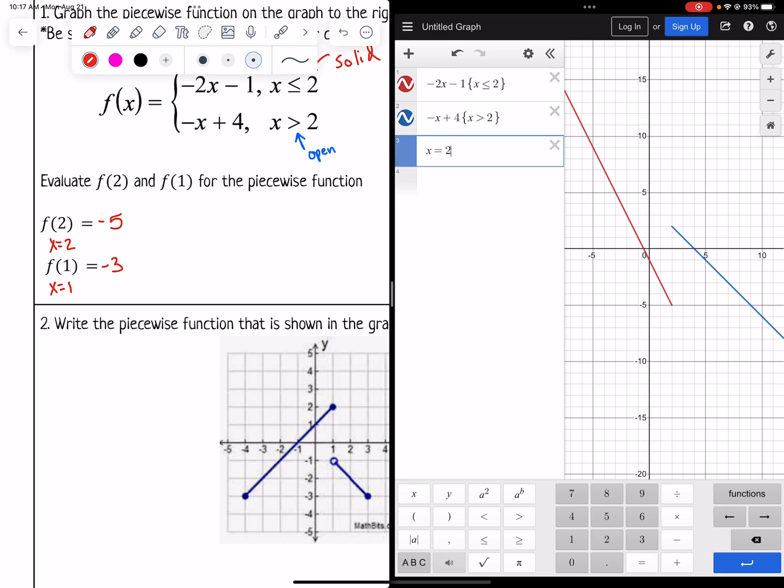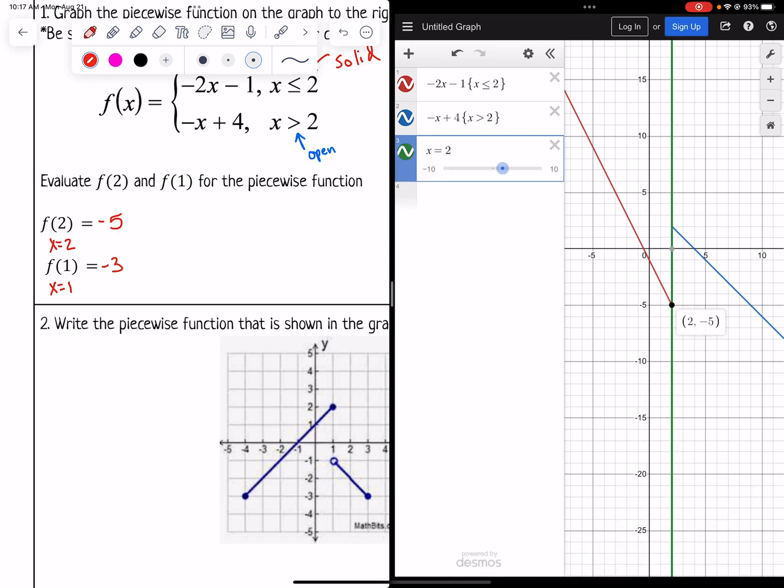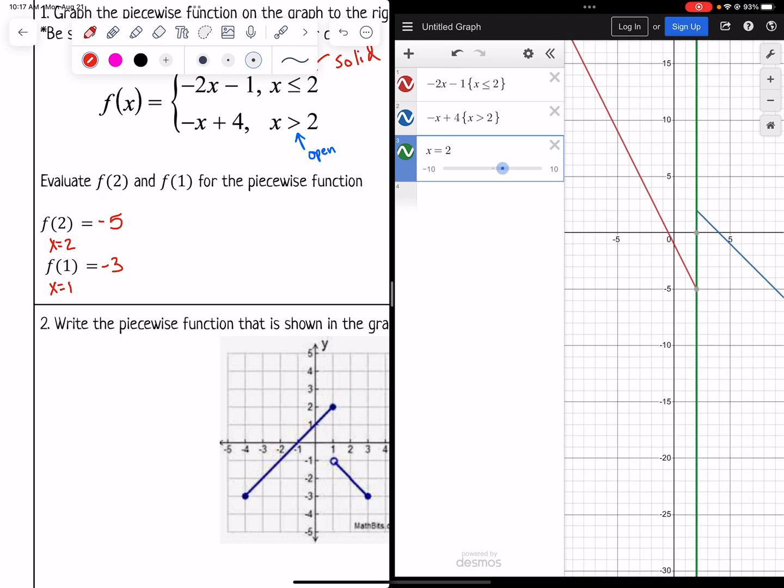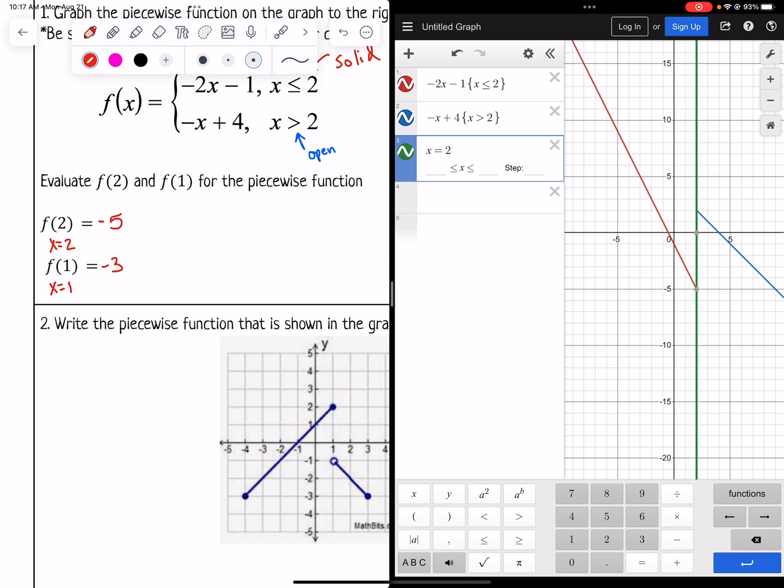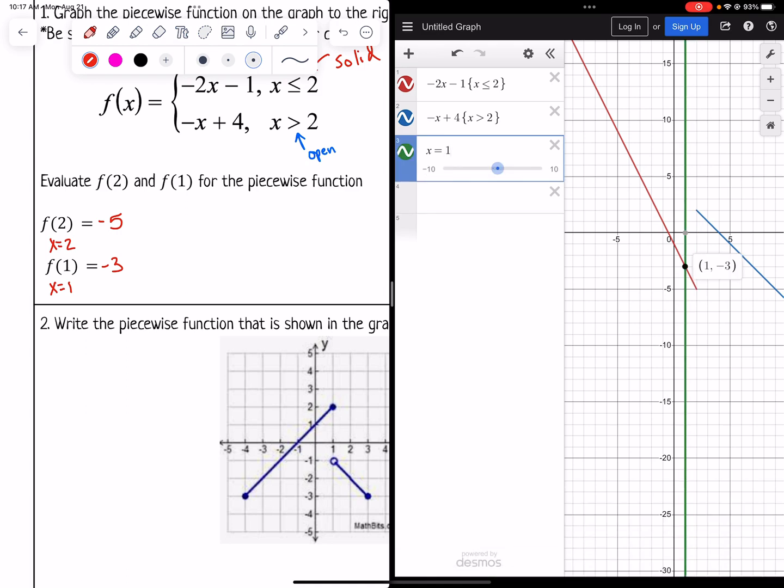So x equals 2. Notice touches at 2, -5. But it should be undefined up here where the blue one and the green one are touching. But where the red one and the green one are touching would make more sense. And you can look at your paper and see that it's a solid dot. And then x equals 1. Let's type that one in separately. Touches at -3. So that also is a way to figure it out. You can look on your paper, or you can still use Desmos to help with that part.